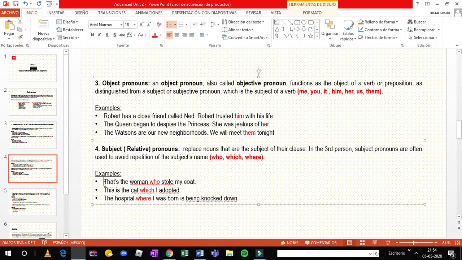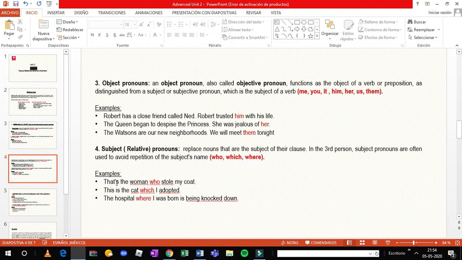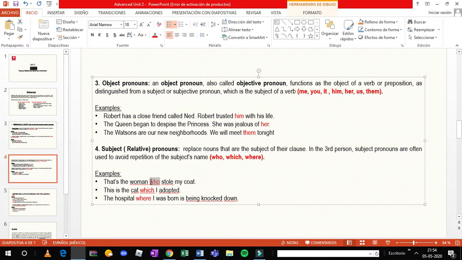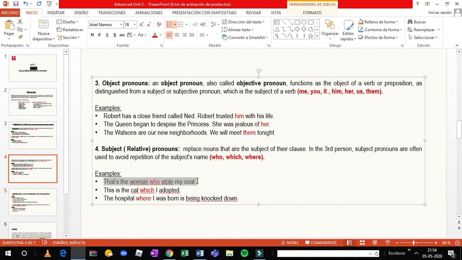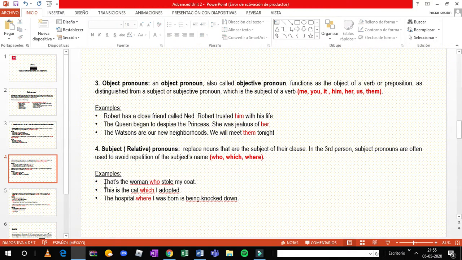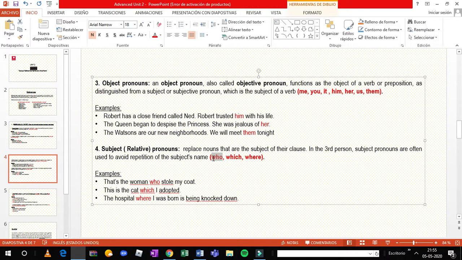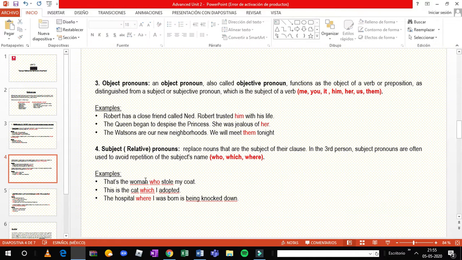For example, that's the woman who stole my coat. Esa es la mujer que robó mi auto. Si ustedes piensan, ¿cierto? Who quiere decir quién o quiénes, depende del contexto, pero en este caso, la traducción al momento de hacerla, por lo general digo, esa es la mujer que robó mi auto. No digo, esa es la mujer quien robó mi auto. Eso es muy raro que pase. Por eso, como les digo, es mejor hacer la traducción siempre cuando ya esté en un contexto la palabra.